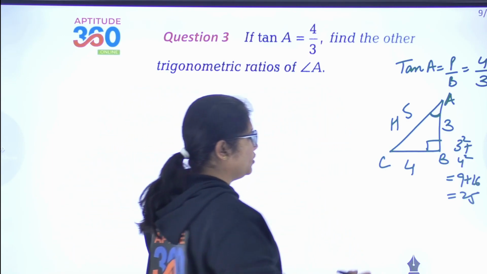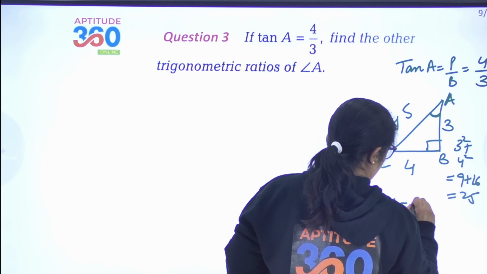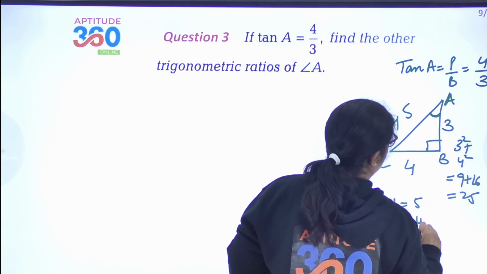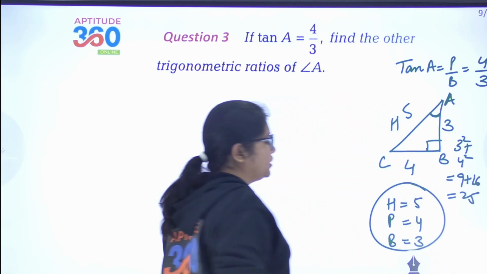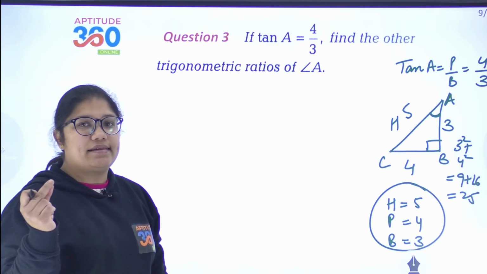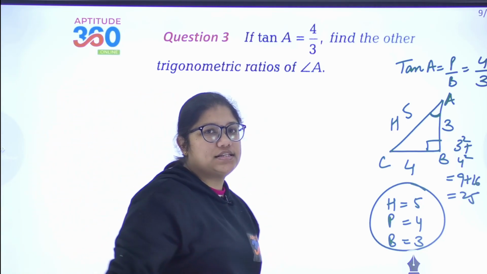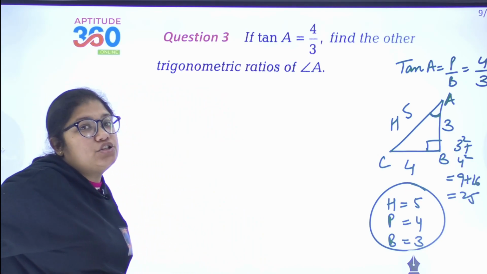Now you know all the three sides, which is H is equal to 5, P is equal to 4, B is equal to 3. Using these 3 sides, you have to write down all the 6 ratios. Take 10 seconds and write down all the 6 ratios, keeping angle A as your reference.